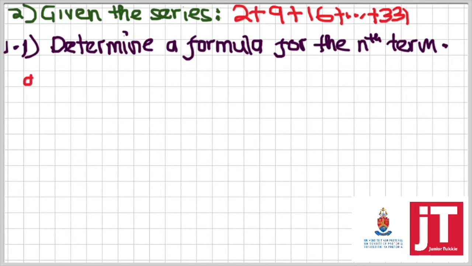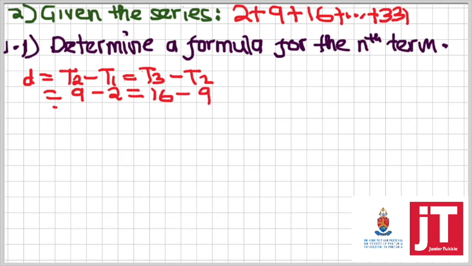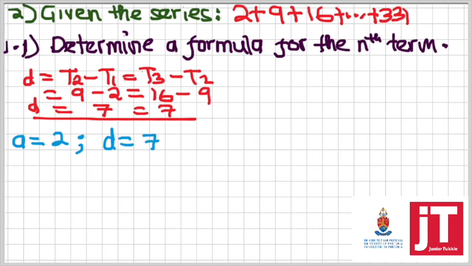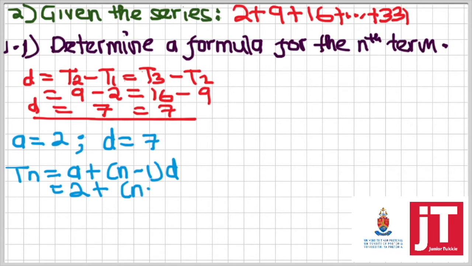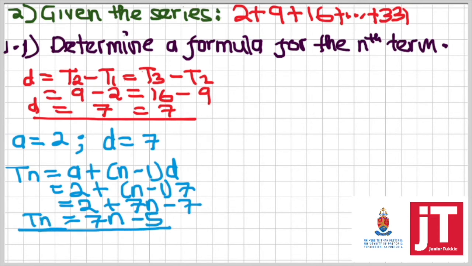So to get the nth term, we state that our common difference is T2 minus T1, which is the same as your T3 minus T2, giving us the values of 9 minus 2, which is the same as 16 minus 9. Our common difference is 7 throughout. So D is equal to 7, important. Then our A value is 2, our D is 7. Then immediately we use the formula Tn is equal to A plus n minus 1 D, representing our nth term. 2 plus n minus 1, our D is 7. Simplifying that, we get 2 plus 7n minus 7. Then simplifying that, we finally get 7n minus 5, representing our Tn, our nth term.